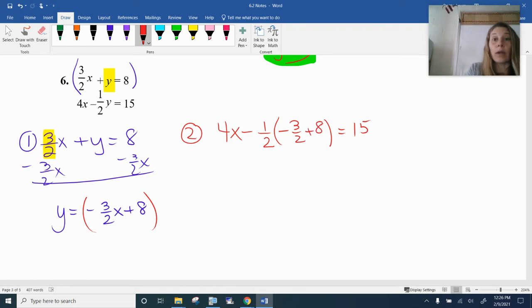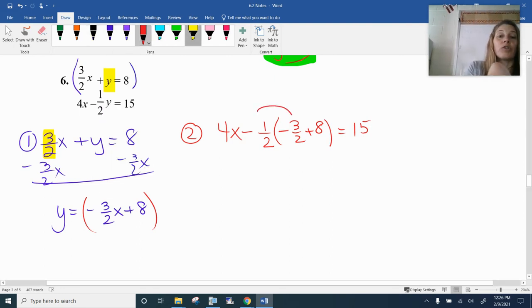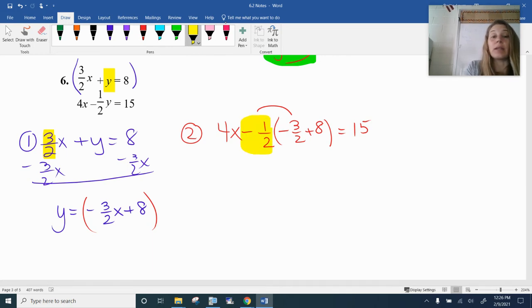Okay, it's okay, don't panic yet, right? So now we're going to distribute though. So we're going to distribute, but make sure you're distributing this negative 1/2. Whenever the number in front of the parentheses has a minus in front of it, that means you have to distribute it as a negative. So negative 1/2 times negative 3/2. Well, negative times negative will be a positive. And if you remember multiplying fractions, you do the numbers on the top, so 1 times 3, the numbers on the bottom, 2 times 2.